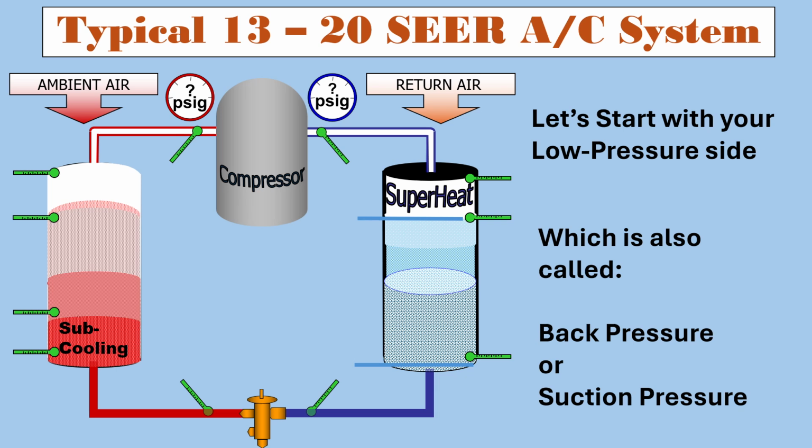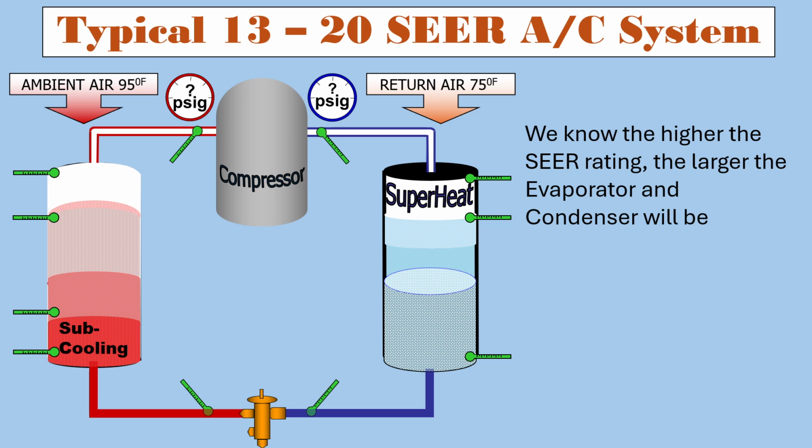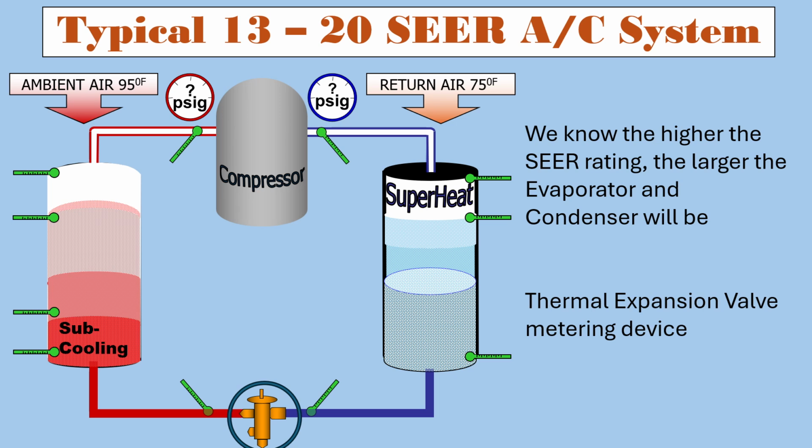So, a typical 13 to 20 SEER AC system. Let's start with your low side, which is also called back pressure or suction pressure. We know the higher the SEER rating, the larger the evaporator and condenser coils will be. Obviously the condenser coil is larger, but by ratio the evaporator coil is made larger also. There is a thermal expansion valve metering device on this system.